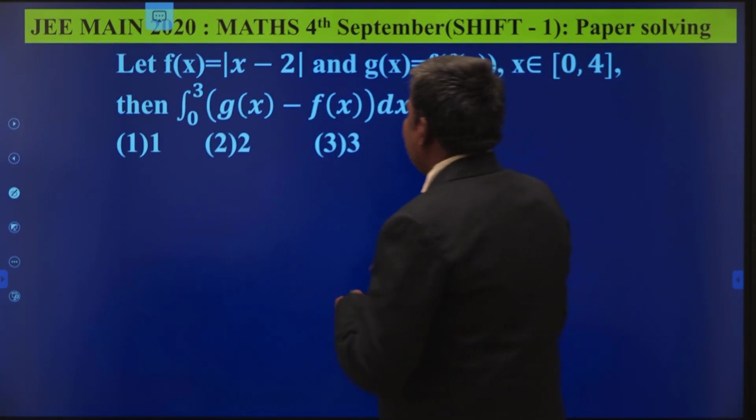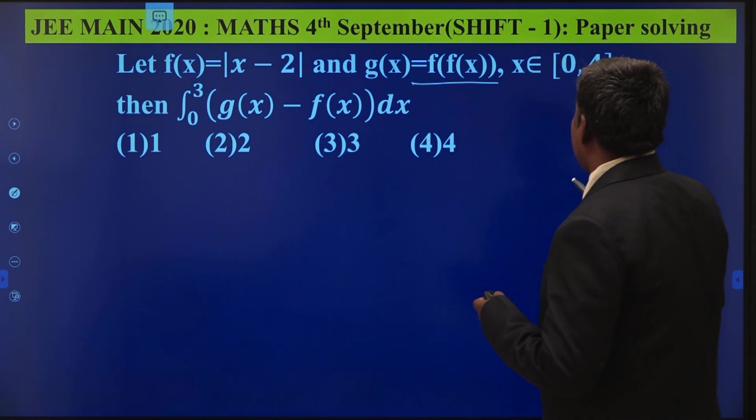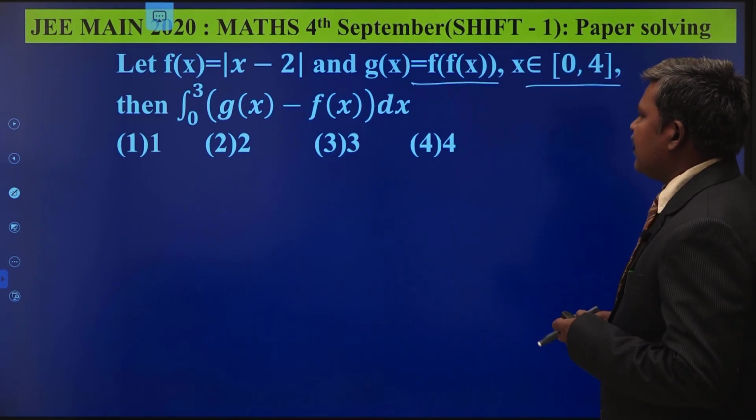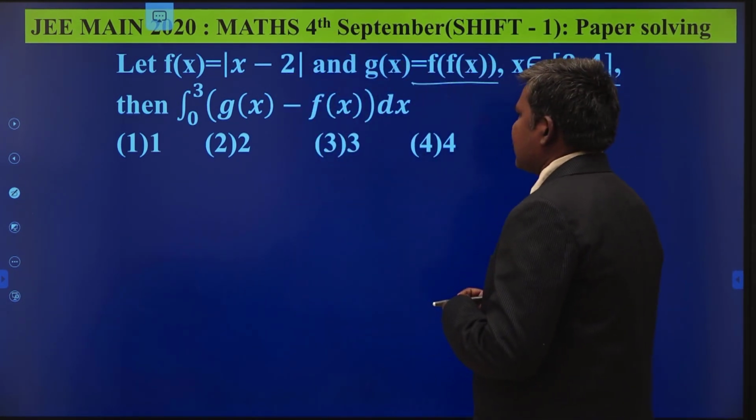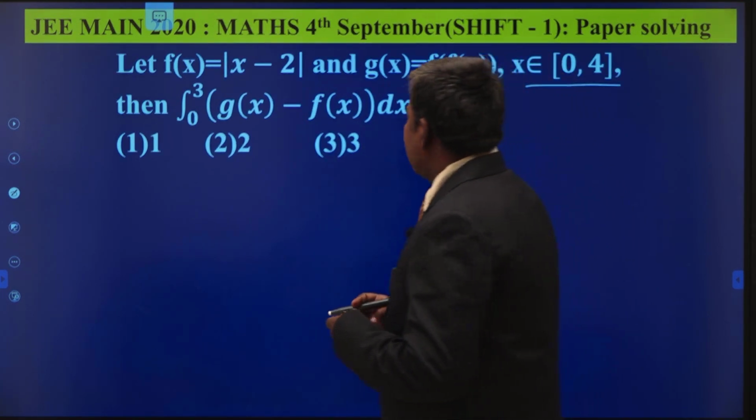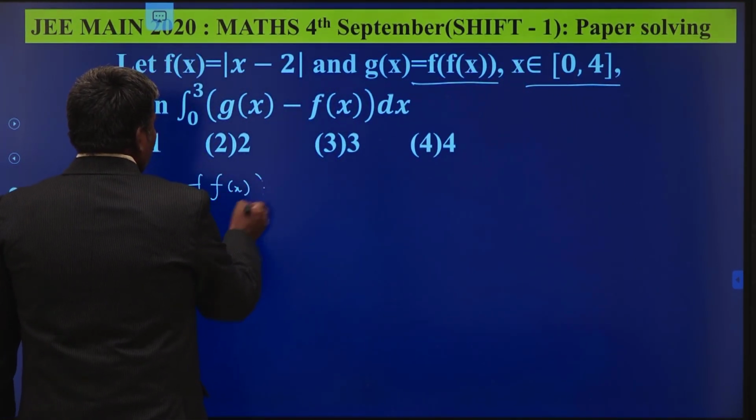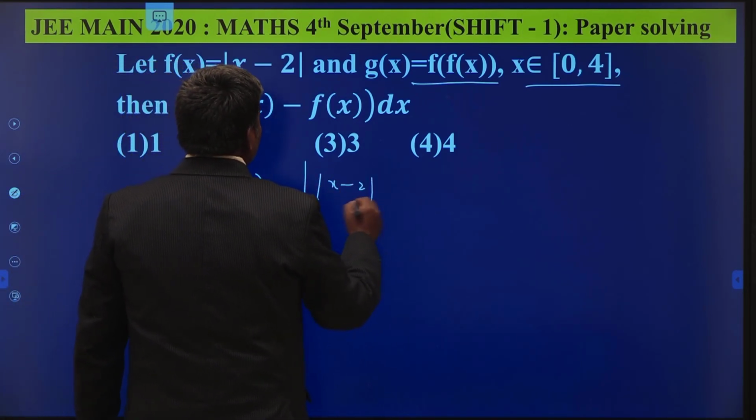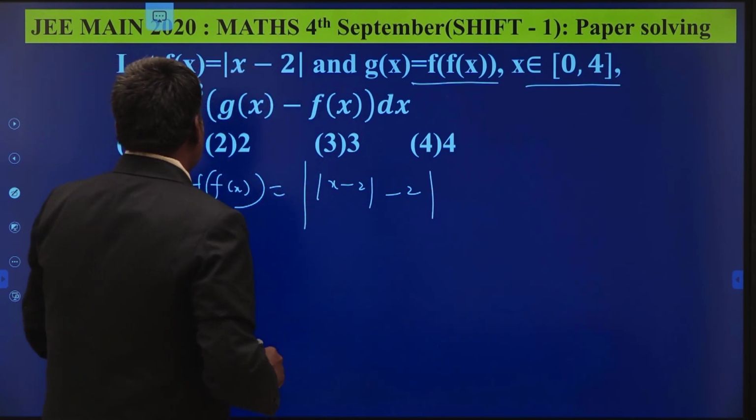Now let f of x is equal to modulus of x minus 2 and g of x is equal to f of x minus 2, x belongs to closed interval 0 comma 4. Then you have to find out the value of integral 0 to 3 g of x minus f of x dx. f of x you have to calculate first of all. f of x we mean modulus of x minus 2. This is your f of x.